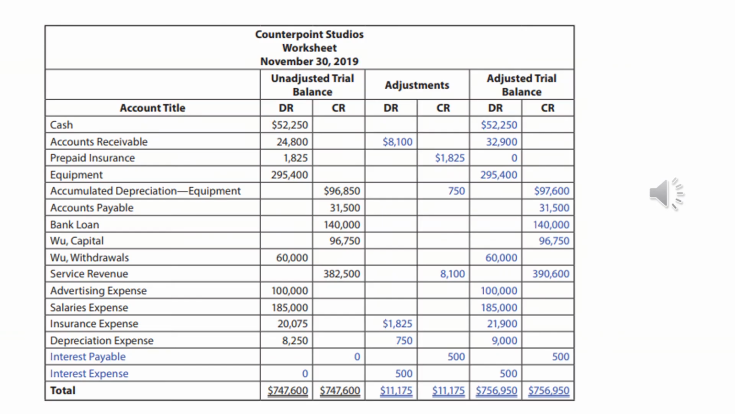So the last slide here is just a snapshot on what it should look like when you're all said and done, indicating that the worksheet continues to be in balance. And in future problems, we'll actually go through how to record these adjustments as a journal entry in our general ledger. So good luck.